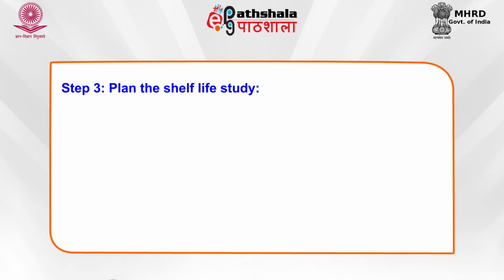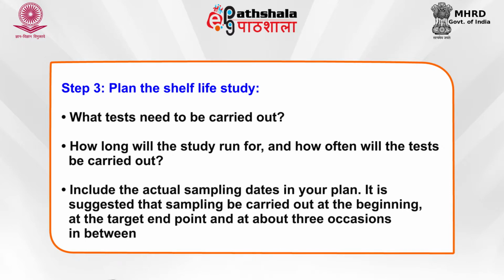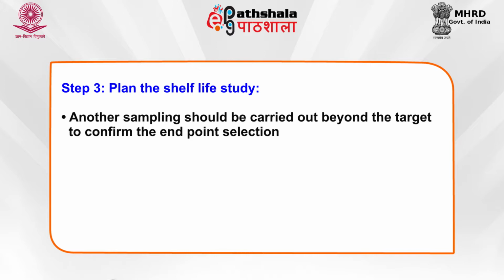And next we will go for step 3, plan the shelf life study. While planning the shelf life study, we have to consider what tests need to be carried out. And the second one, how long will the study run for and how often will the test be carried out. Include the actual sampling dates in your plan. It is suggested that sampling be carried out at the beginning, at the target end and on about 3 occasions in between. Another sampling should be carried out beyond the target to confirm the endpoint selection.